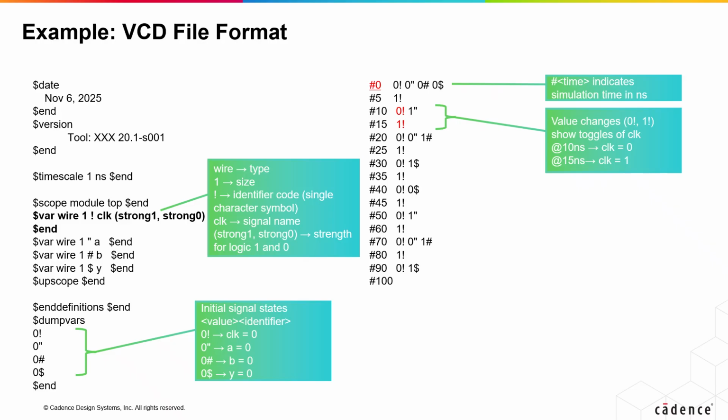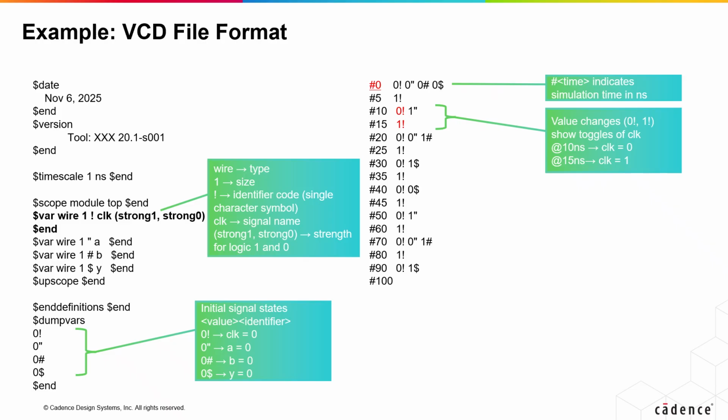At 5 nanoseconds, the clock is high. At 10 nanoseconds, it is low, or 0. And again, at 15 nanoseconds, the clock is high. This shows that the clock signal first rises, then falls, and then rises again. Therefore, the clock changes periodically every 5 nanoseconds.